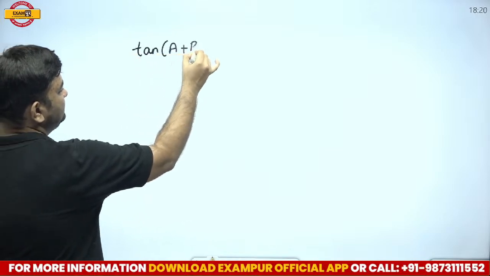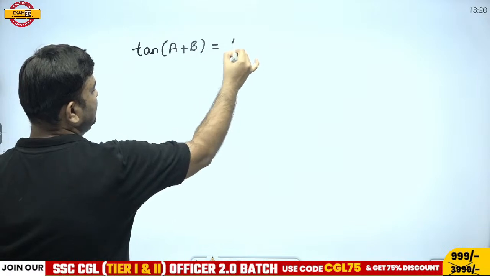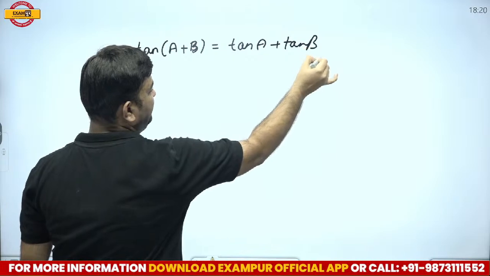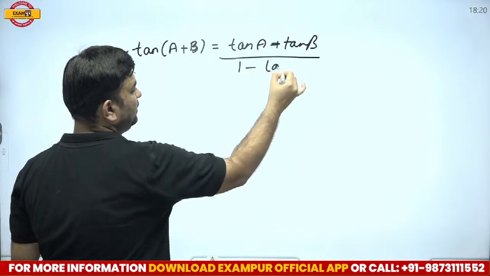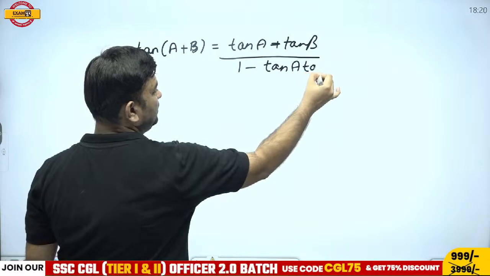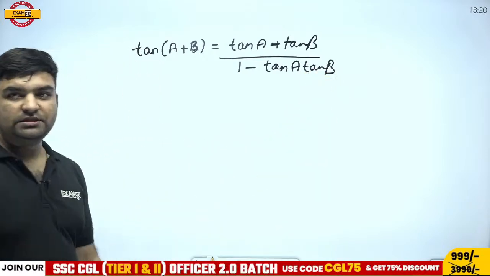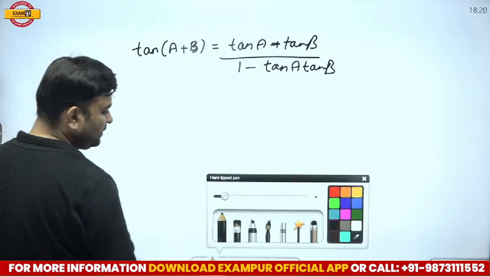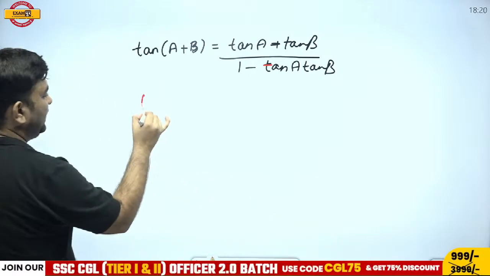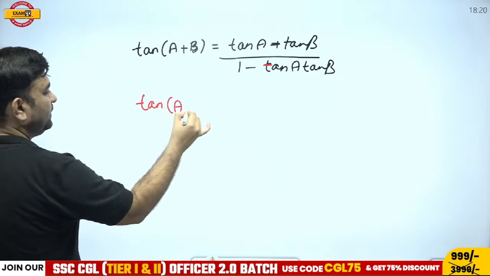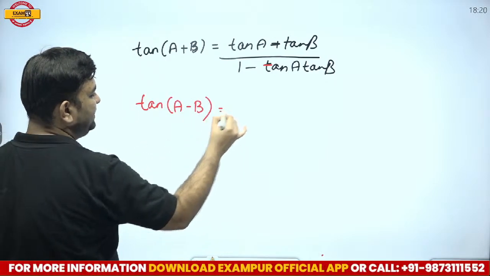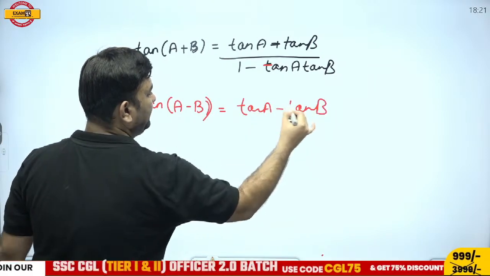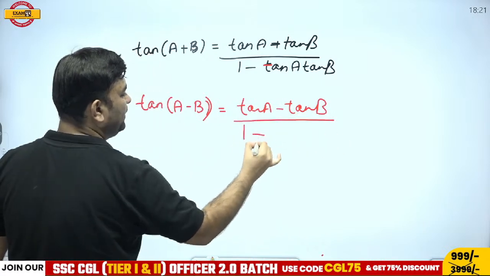Tan of A plus B is tan A plus tan B upon 1 minus tan A tan B. Tan of A minus B is tan A minus tan B upon 1 plus tan A tan B.